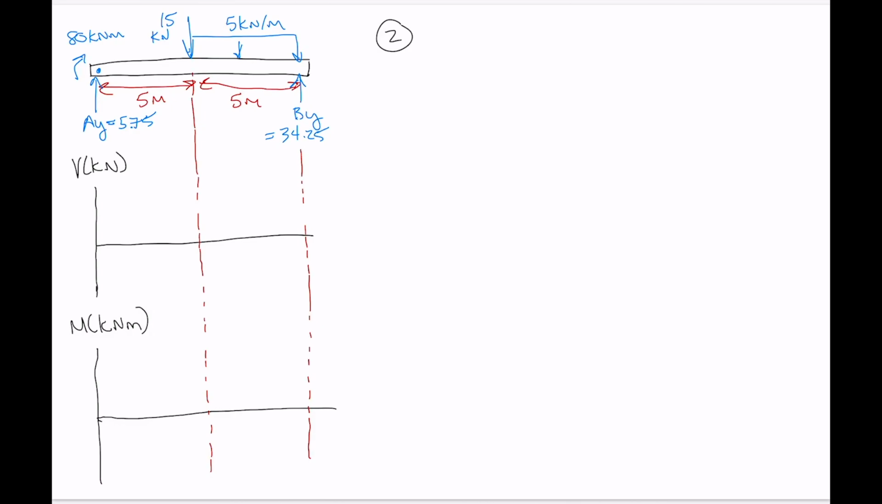So that second step is really the whole process. Aside from the support reactions, there's really only one step, and that's this step. And then the third step is just to graph it based on the equations that you get.